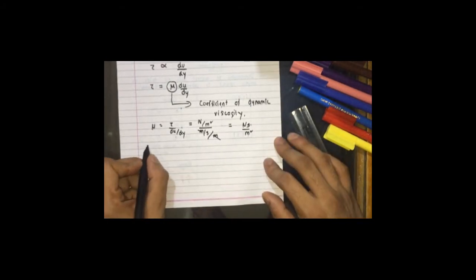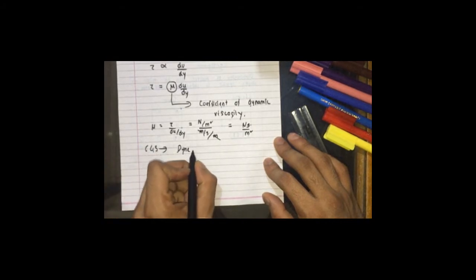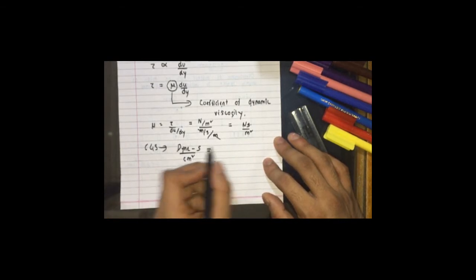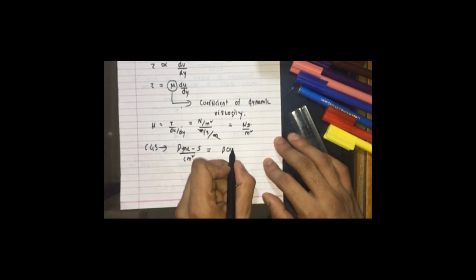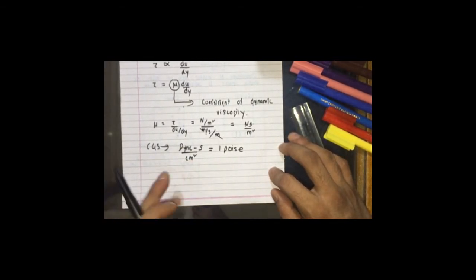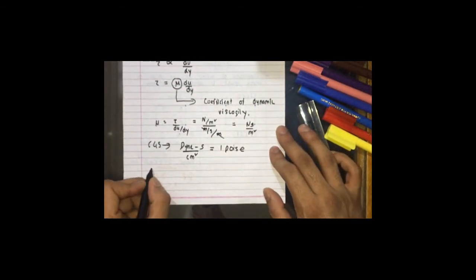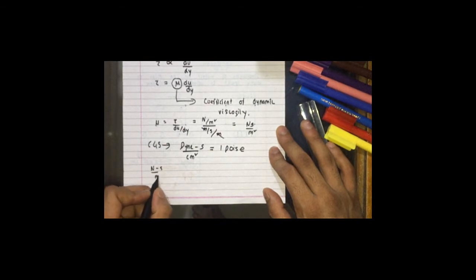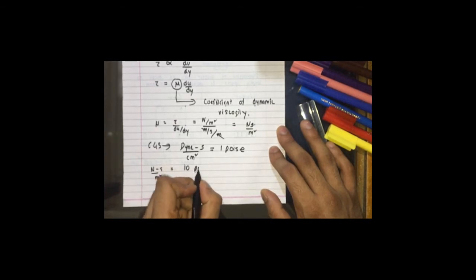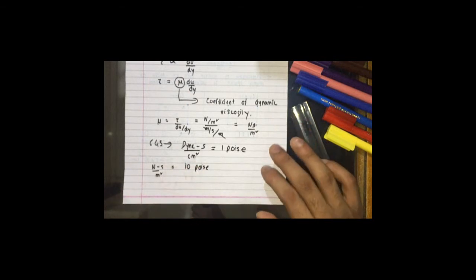Now in the CGS system, we get dyne second per centimeter square. We call this a poise. This is equal to 1 poise. Now the relationship between these two can be given as Newton second per meter square is equal to 10 poise. That is 10 dyne second per centimeter square.